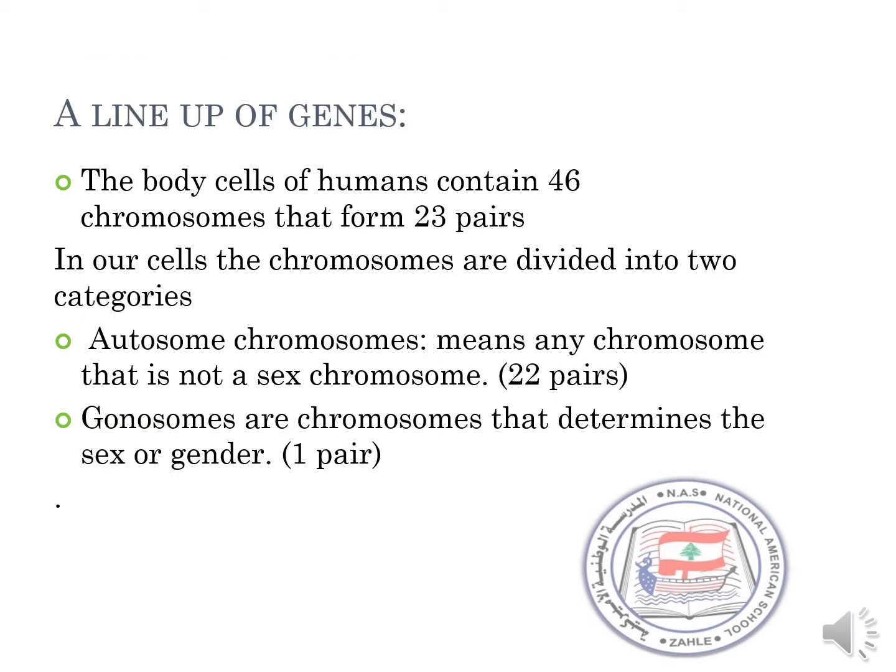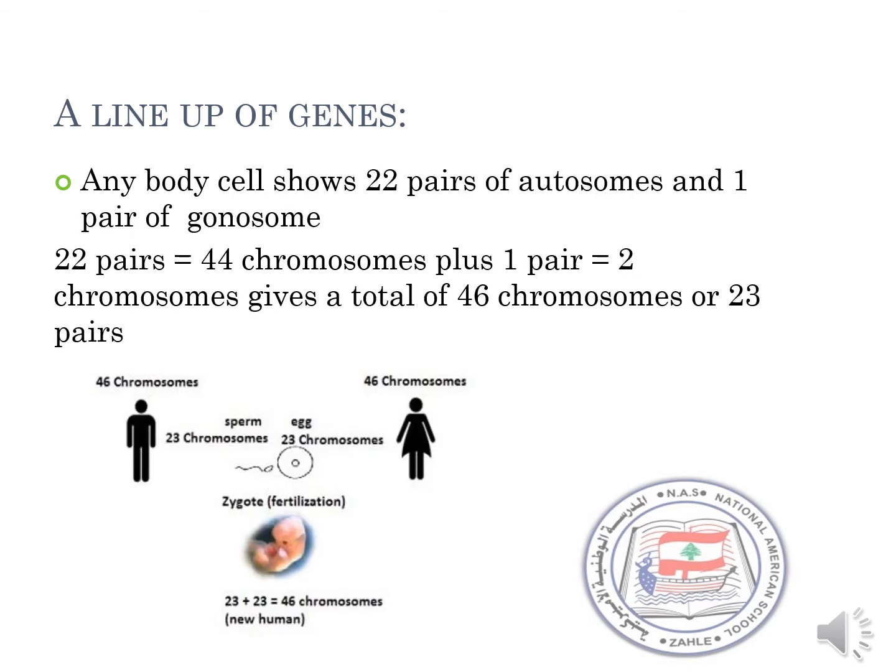The body cells of a human contain 46 chromosomes that form 23 pairs. In our cells, the chromosomes are divided into two categories. Autosomes are any chromosomes that are not sex chromosomes, and we have 22 pairs of these. Gonosomes are chromosomes that determine the sex or gender, and we have 1 pair of these. Any body cell shows 22 pairs of autosomes and 1 pair of gonosomes. 22 pairs equals 44 chromosomes, plus 1 pair equals 2 chromosomes, gives a total of 46 chromosomes or 23 pairs.